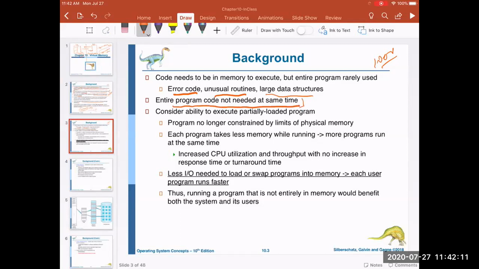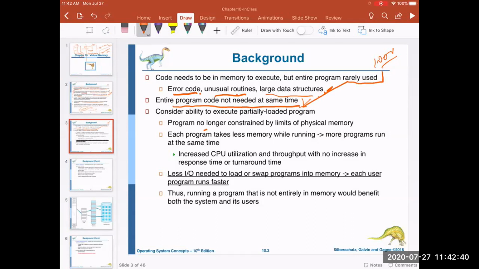This is also another thing. So there are the routines, error codes, unusual routines, large data structures. We don't need that, so we need not put it. The entire program code is also not required. Now, what would be the benefit if we are able to run our program based on the features that we have, basically just the required piece?